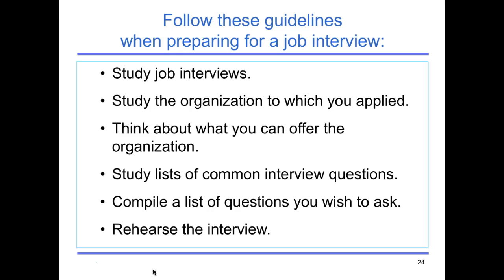Rehearse the interview. You've got a list of questions, ask somebody to ask you those questions, and practice responding. It does not hurt to practice. It always makes you just that much more prepared.